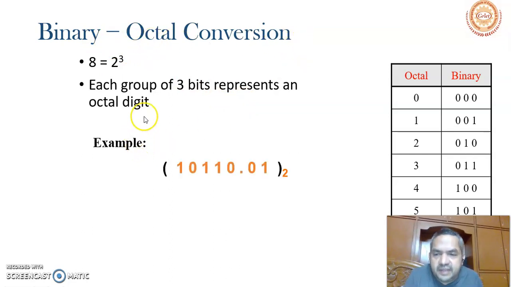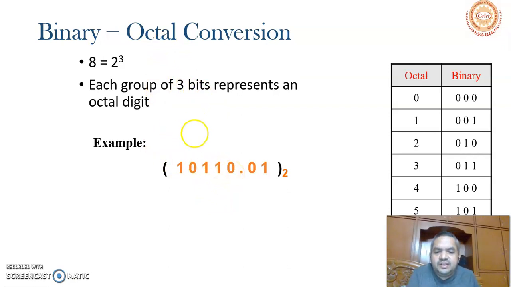You take it like this. Each group of 3 bits represents an octal digit. For example, take the binary 10110.01. Now I will make the grouping here, because 3 bits is equal to one octal digit. For that reason, I have to take 3, and I always start with the LSB.